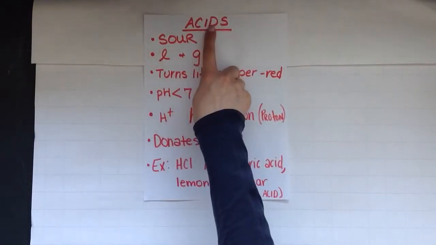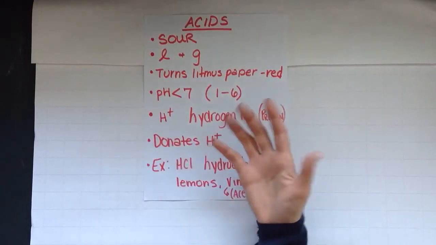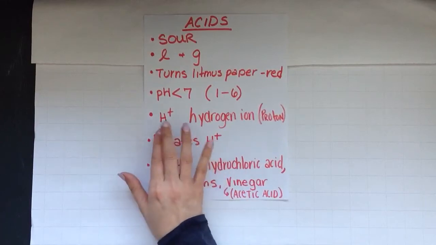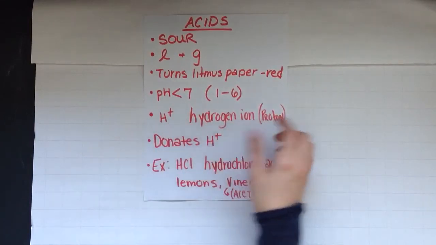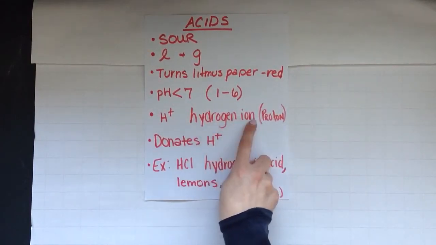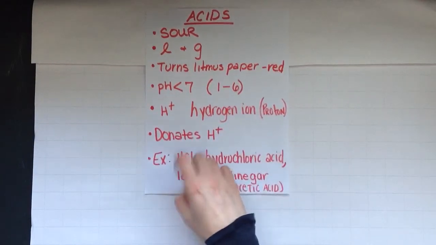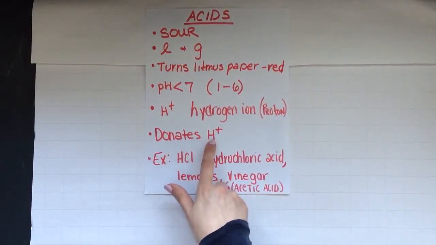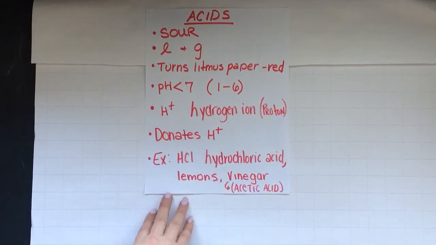And acids all begin, or a majority of our acids begin, with hydrogen, and that hydrogen is actually the hydrogen ion. We call that hydrogen ion the proton. Acids also donate their hydrogen ion, so there's another characteristic.